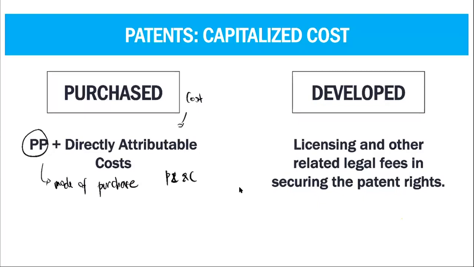Another mode of acquisition of your patent is your internally generated patent. When we say internally generated patent, that is a developed patent. Normally, this type of patent goes with your research and development until such time it is already developed. Take note, what is only included are these two items. First, your licensing costs, and then your other related legal fees.